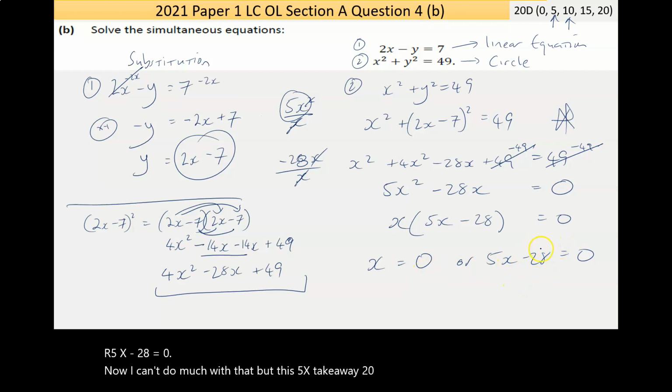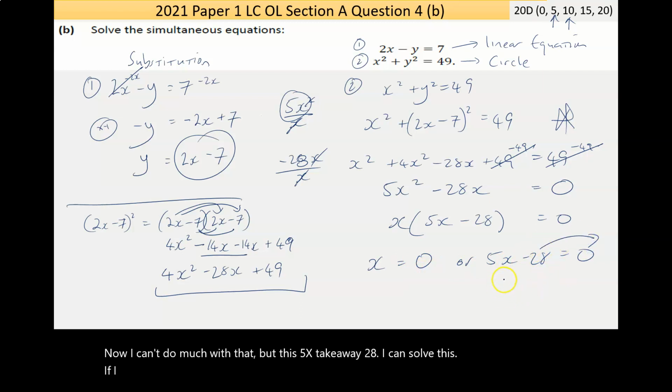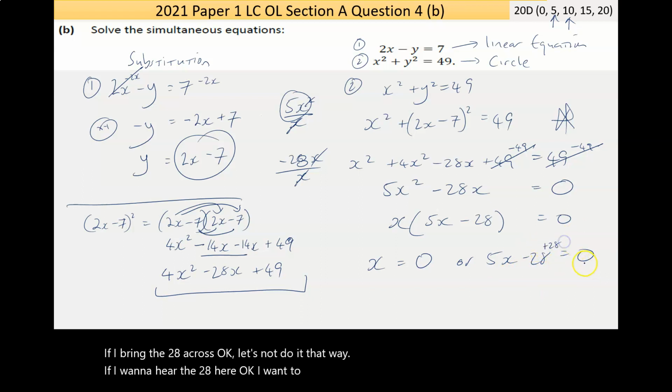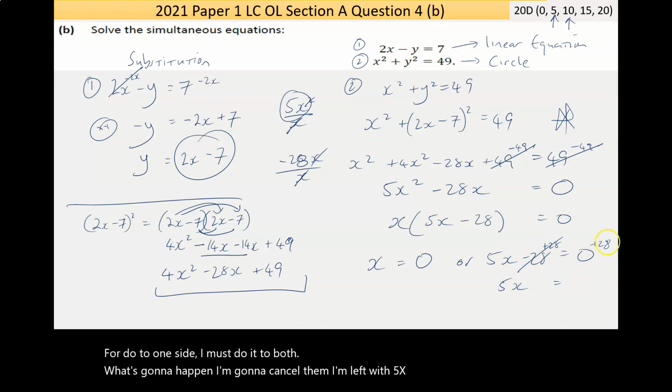I can solve this. If I bring the 28 across, okay, actually, let's not do it that way. If I want to get rid of the 28 here, I'm going to add 28 to it. If I do it to one side, I must do it to both. What's going to happen? Well, I'm going to cancel them. I'm left with 5x is equal to 0 plus 28, which is the same thing as 28.